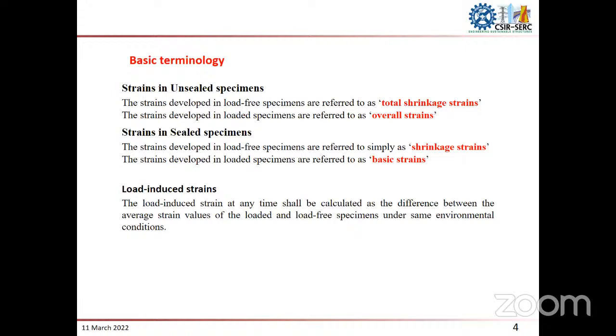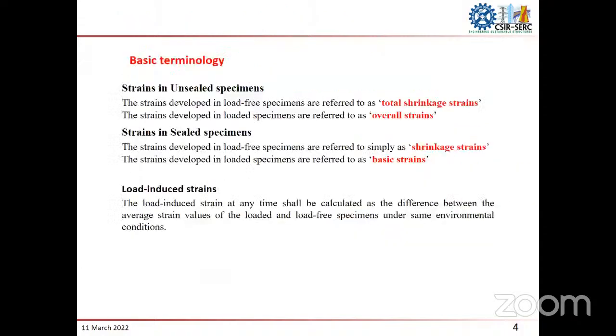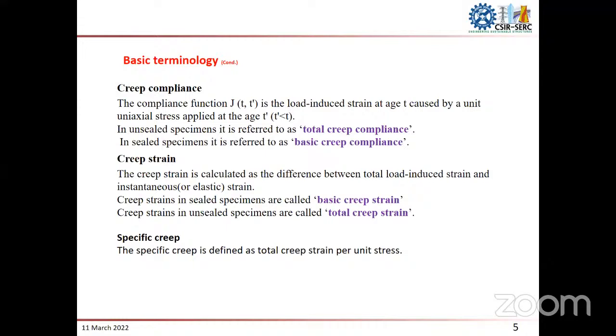These are the basic terminology. In the experiment, we have to test both loaded and load-free specimens in both sealed and unsealed conditions, so that we can get all four components: autogenous shrinkage, total shrinkage, basic creep and drying creep. Compliance is the load-induced strain per unit stress, and creep strain is obtained after deducting elastic strain and shrinkage strain. Specific creep is the creep strain per unit stress.